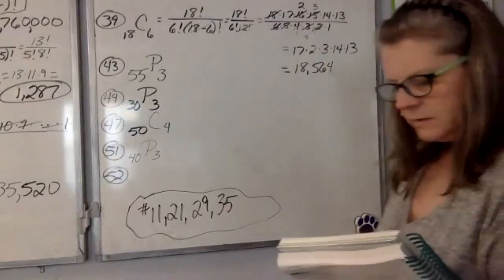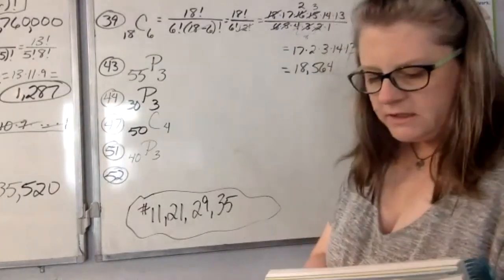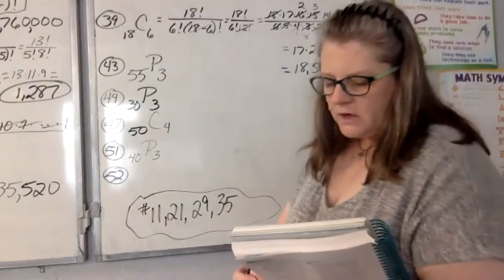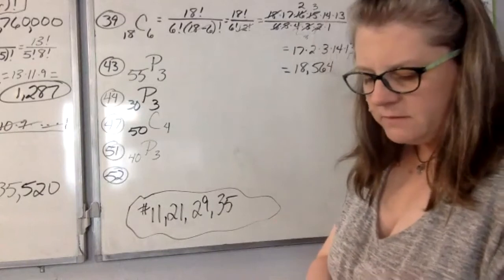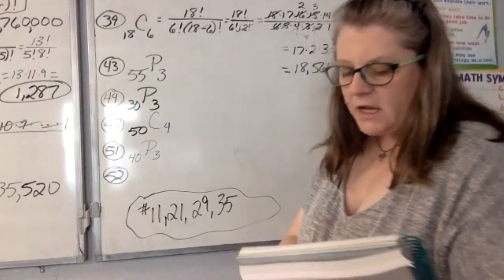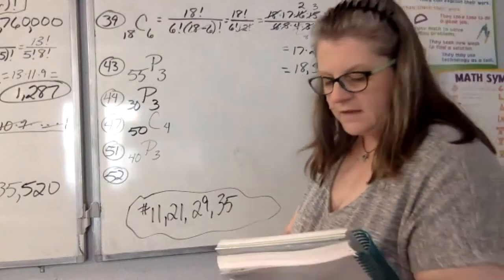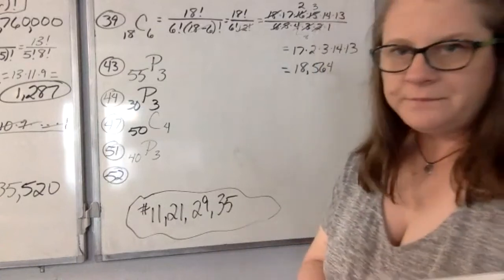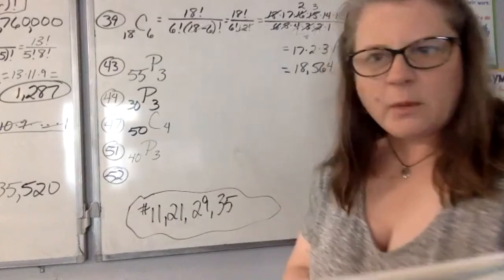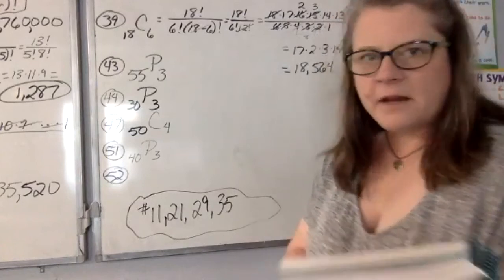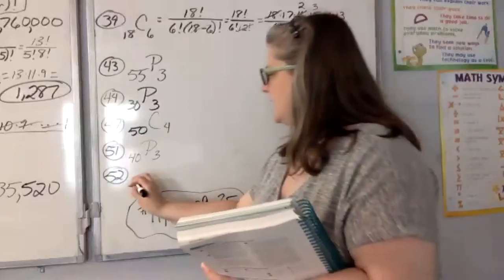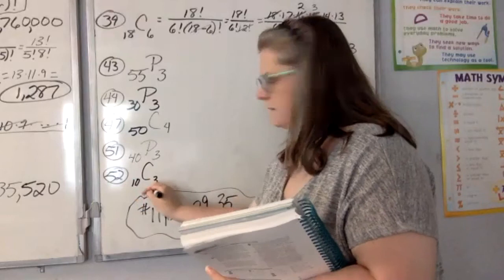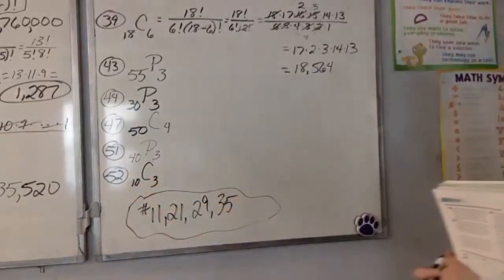And then number 52, a customer has to choose 3 security questions for his internet account on a particular website. There are 10 options of security questions for him to choose. How many different combinations of security questions are there? Does it matter what order the questions are in? No, they don't care what order the questions are in. So it's 10 questions to choose from, and he has to pick 3. So it's 10 combination 3.